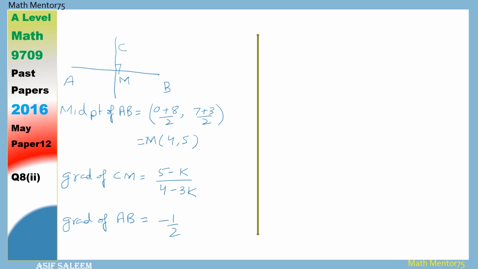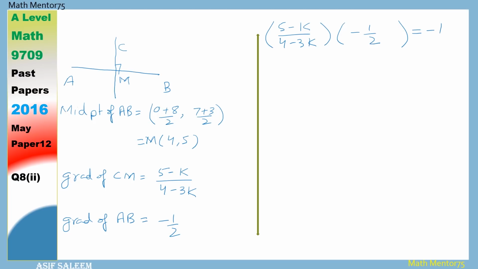Now whenever two lines are perpendicular, the product of the gradients is -1. We know that property. So by using that property, the product of these two gradients is -1. Let's substitute the values of these two gradients. 5 minus k over 4 minus 3k. Let's say this is M1, the first gradient, and this is M2.